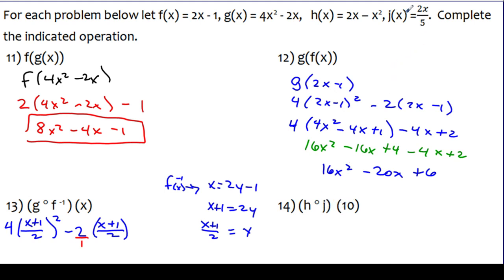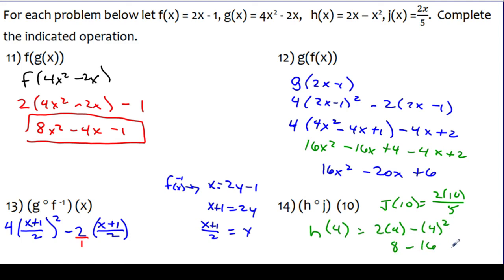So I'm going to go to the j function, and I'm going to say 2 times 10. Okay, so here's j of 10. j of 10 is going to be 2 times 10 over 5. Well, that looks like 20 over 5, which is 4. So this is really just saying do h of 4. Well, h of 4 is going to be 2 times 4 minus 4 squared. All right, so that looks like 8 minus 16, which is negative 8. And that would be my final answer.